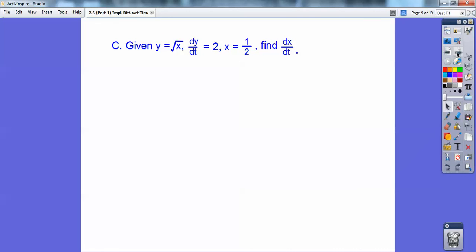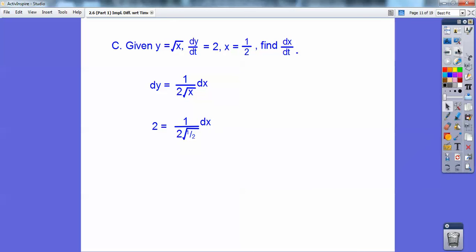Same thing, you guys. Given y equals the square root of x, and dy/dt equals 2, x equals a half, find dx/dt. When I take the derivative of this, this is x to the 1/2, so this becomes 1/2 x to the negative 1/2 dx/dt, which is 1 over 2 root x dx/dt, right? You guys with me, hopefully? 1 over 2 root x dx/dt equals dy/dt, and then just plug everything in.